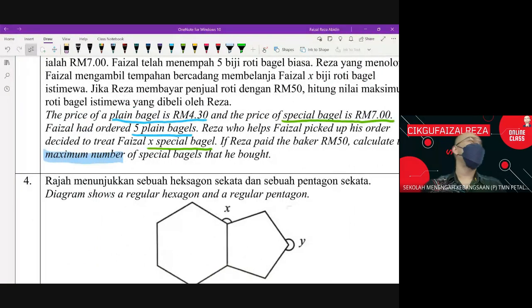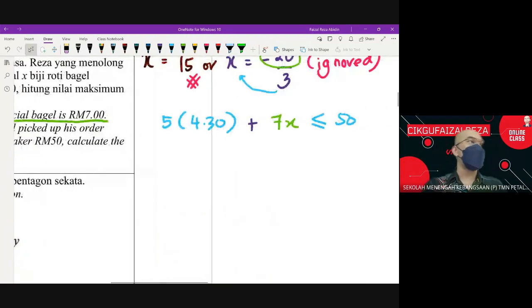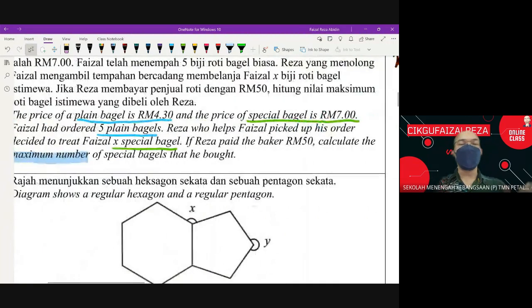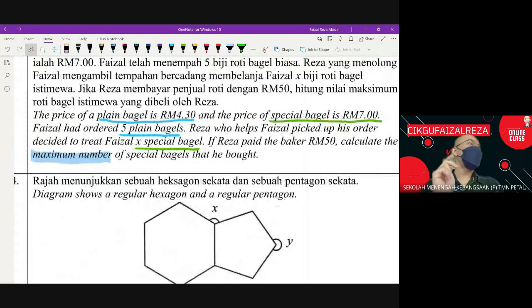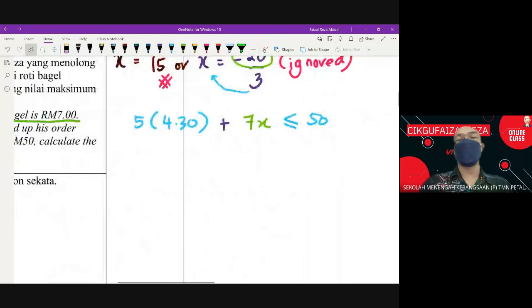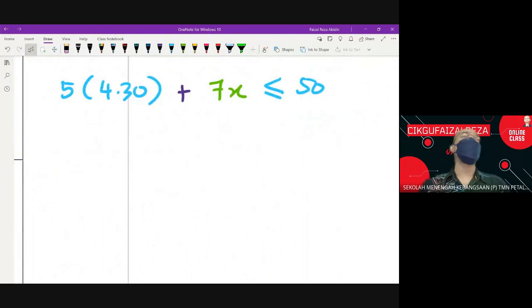And then x special bagel over here. 1 special bagel is 7 ringgit, so you have 7x there. And the total he paid to the baker is 50 ringgit. Can it be more? No, it cannot be more. That's why the inequality we are going to use is less than or equal to 50.